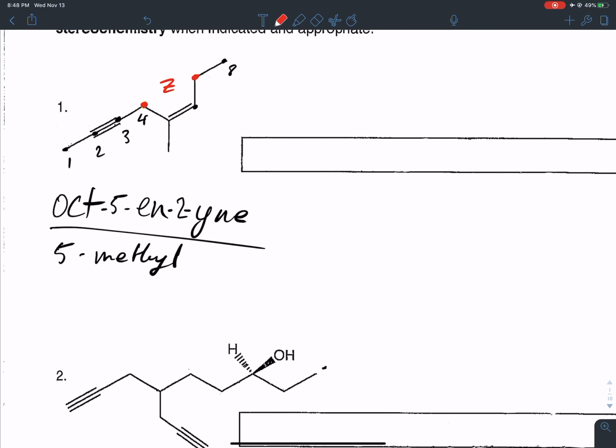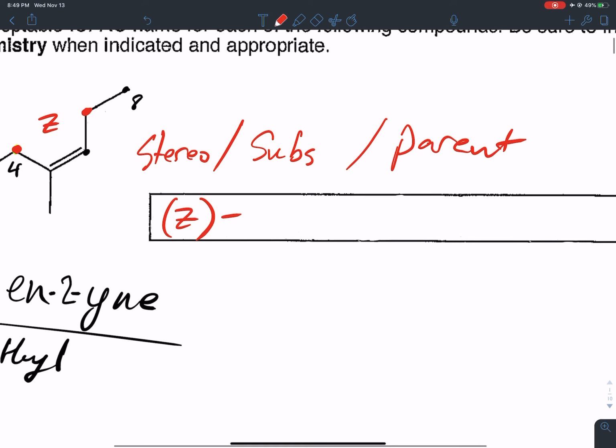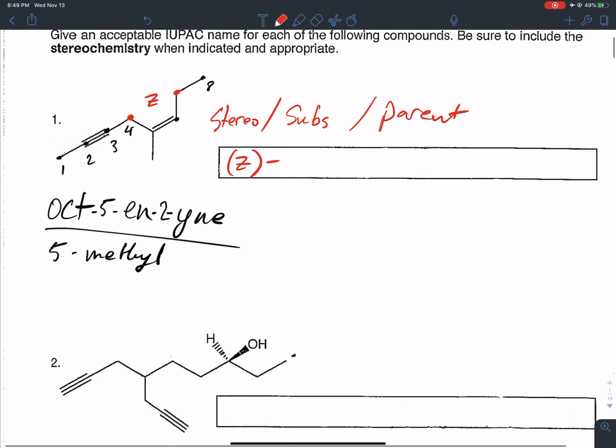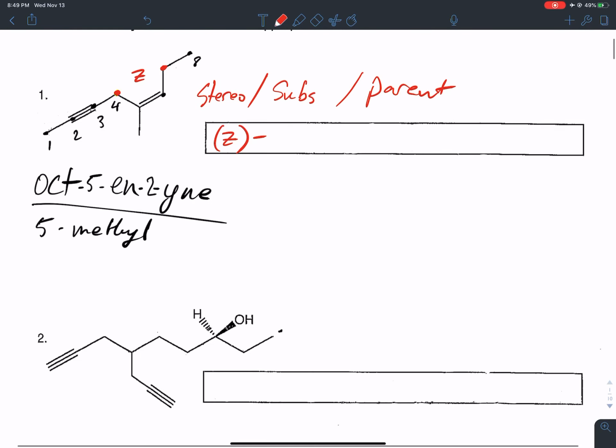So we put our stereochemistry way out front, right? That's the first thing we do. Then we do our substituents. I can even write this out. Stereo, subs, parent. That's how they're ordered. So we now need to put the substituents. We've already included the alkyne and the alkene in our parent name, right? So now we just need to put the substituents.